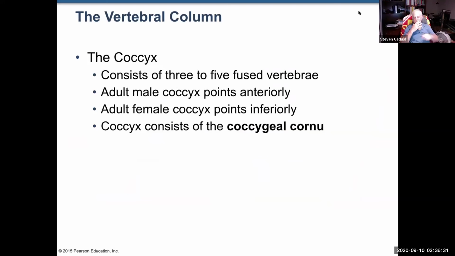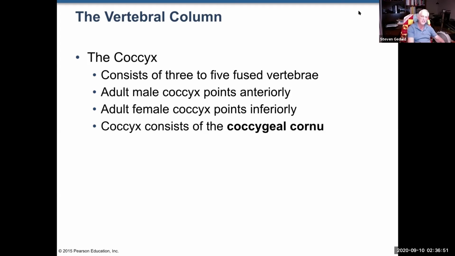Okay. The coccyx. The coccyx varies from person to person. It either has 3 or 5 vertebrae and they're fused together. The adult male coccyx points anteriorly. The female coccyx points inferiorly. Okay, the coccyx consists of the coccygeal cornu, which is the extension of the bone on the ends of it.